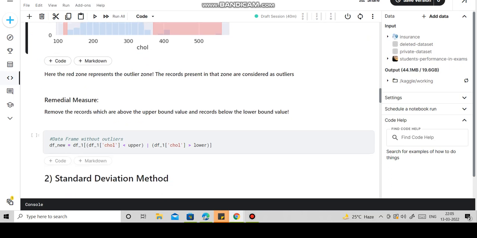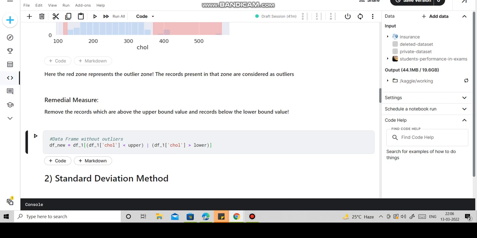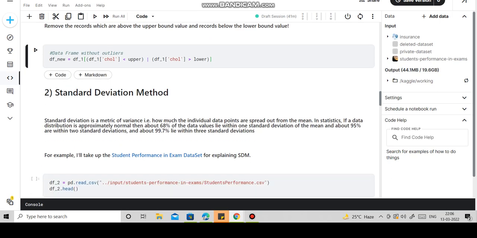So how can we remedy this? We can remove the outliers. Basically, by removing the outliers which are lower than the lower quartile and higher than the upper, we are keeping the points which are between the upper and the lower quartile, that is, within the valid range. So we have a few points outside the upper whisker and a few points lower than the lower whisker. The next method is the standard deviation method.